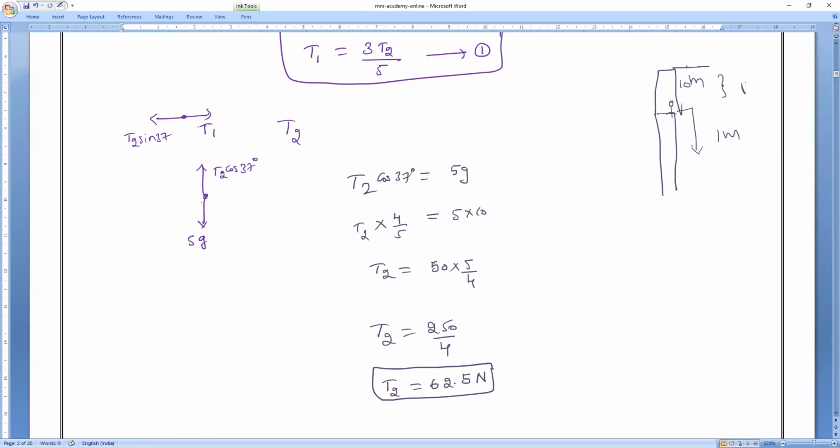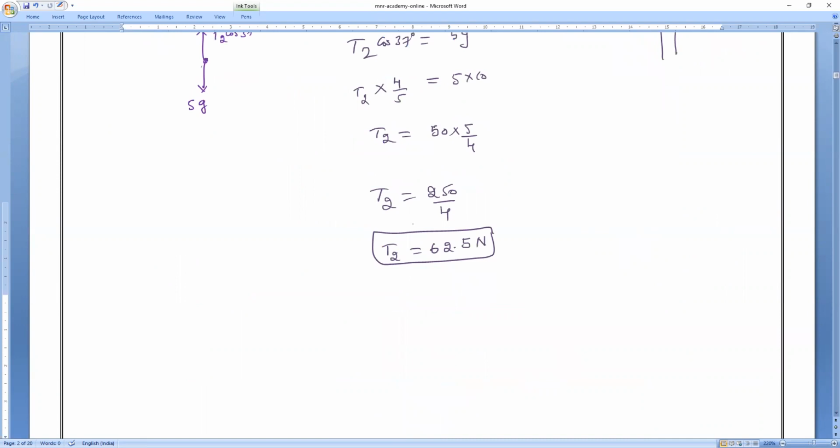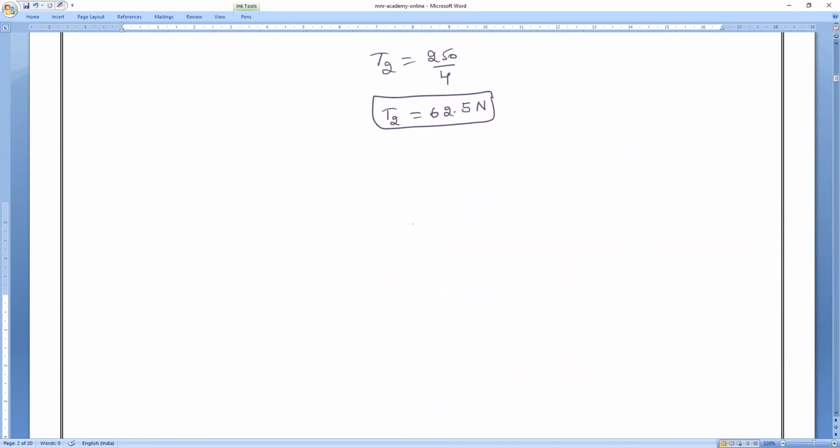Where is the potential energy greater? Potential energy is higher at a higher elevation. Same way here, who is at a higher elevation, T1 or T2? T2. So T2 will always become greater. So I got T2 equals to 62.5 newtons.